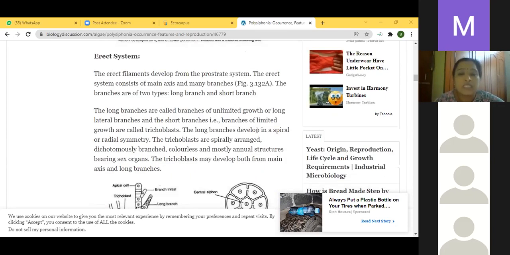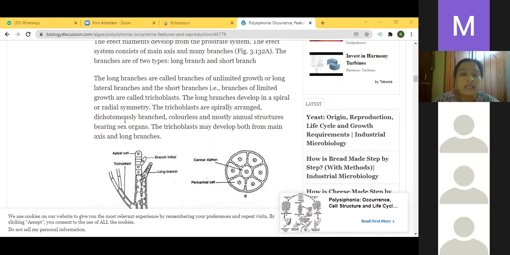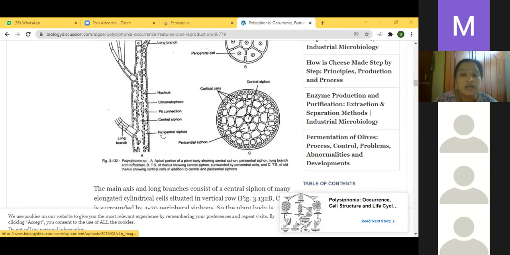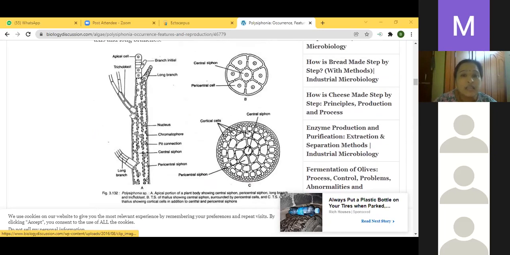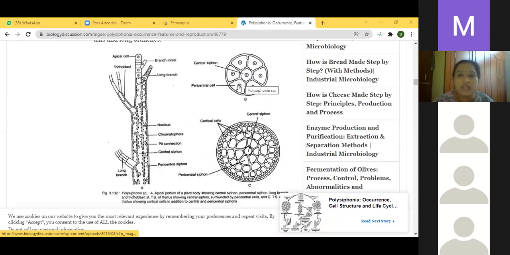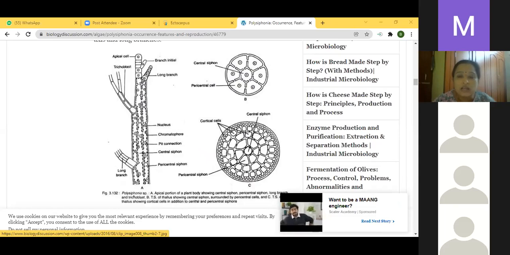See, the long branch develops in a spiral or radial symmetry. Very listen carefully, girls. Spiral and radial symmetry. See, this is the apical portion of the plant body. Central siphonous. Central siphonous meaning this one is the siphon. This part, the central part, is the central siphonous. Again, this one is the cortical cells. This one is the central siphonous, and pericentral siphonous and cortical cells are present.